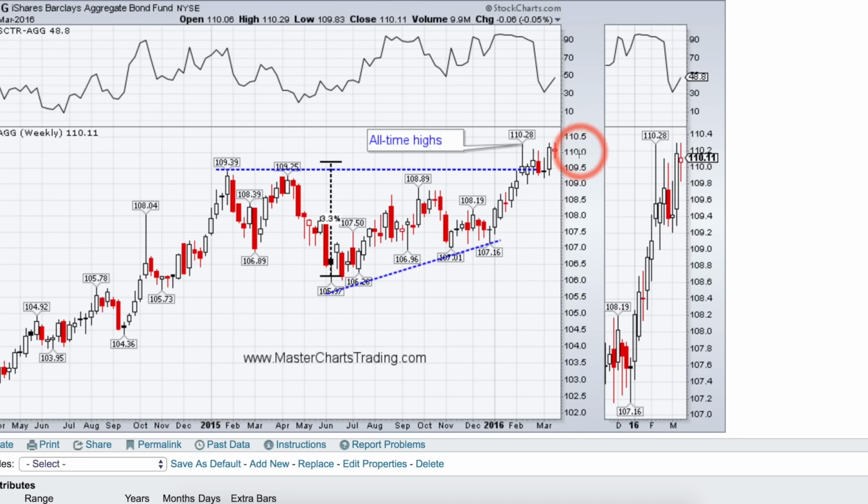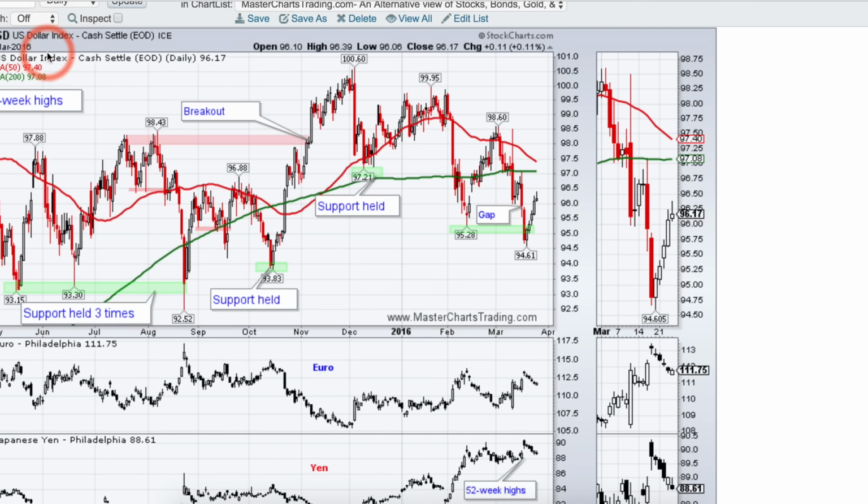What this would imply is that we see quite a bit more fear, and if bonds continue to all-time highs, most likely stocks are going to drop. Bonds and stocks have pretty pronounced inverse correlation to one another. Okay, this is US dollar index, daily time frame, and this is going back to an 11 months chart.